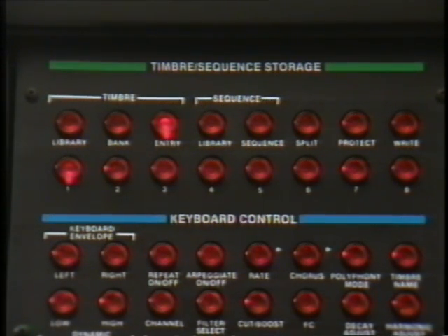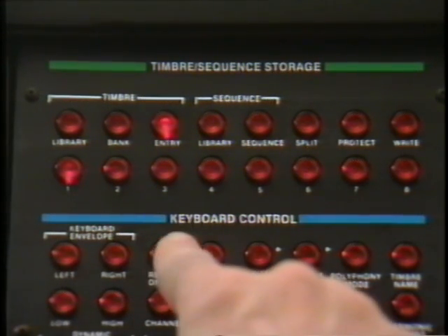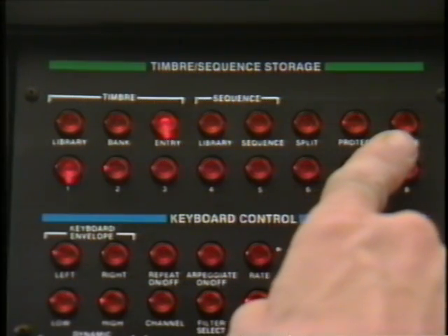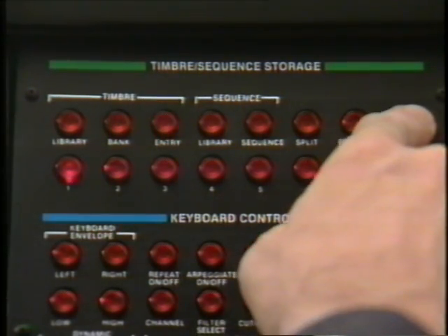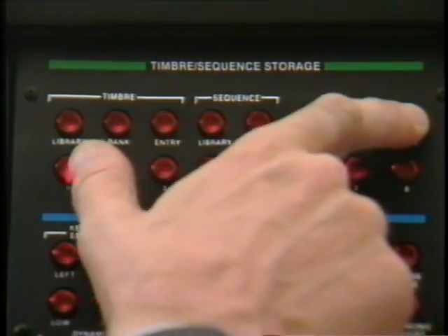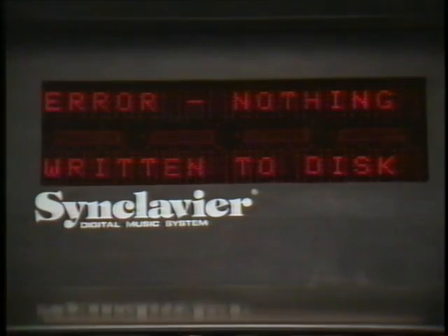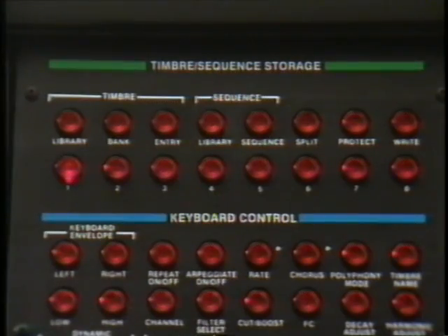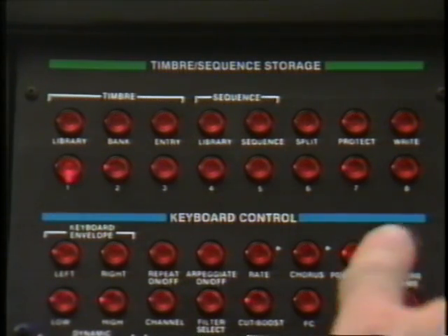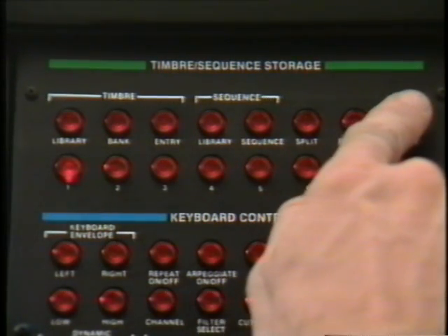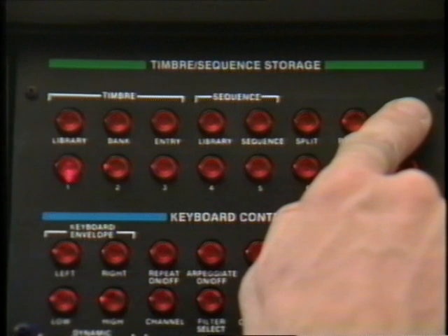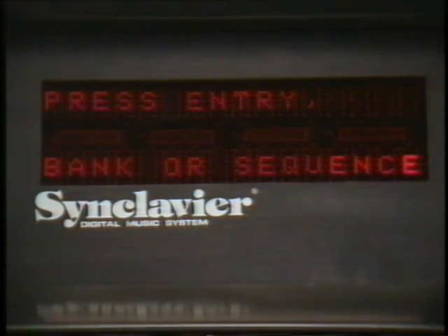Use the right button, all the way to the right section of this particular area here. Holding down the right button and hitting a timbre entry would produce an error. This is a safety to protect you from accidentally erasing an entire bank of timbres as an individual timbre entry or a wholly produced sequence. As soon as you touch the right button on the far right, you'll see a message in the display window that says press entry, bank, or sequence. You must select either one first.